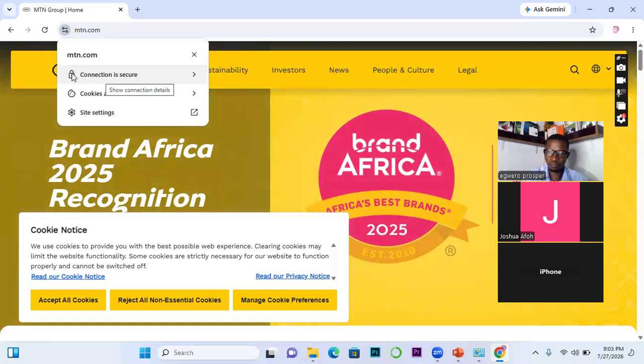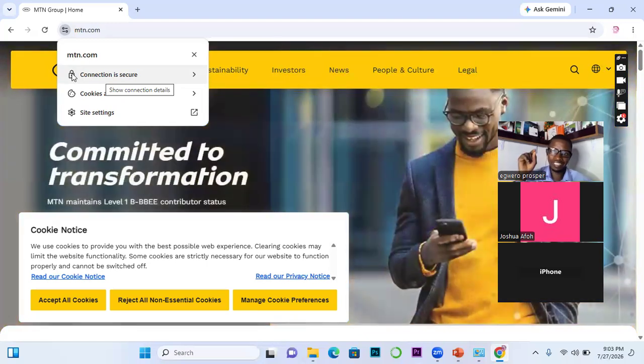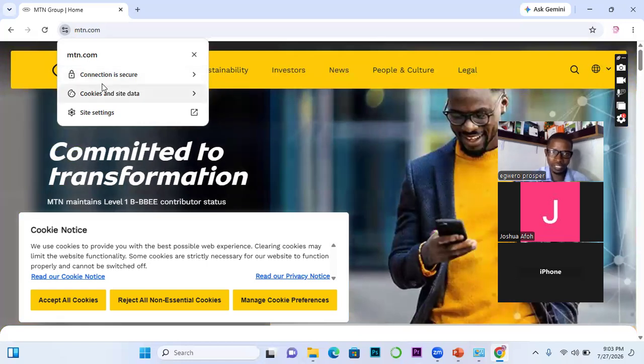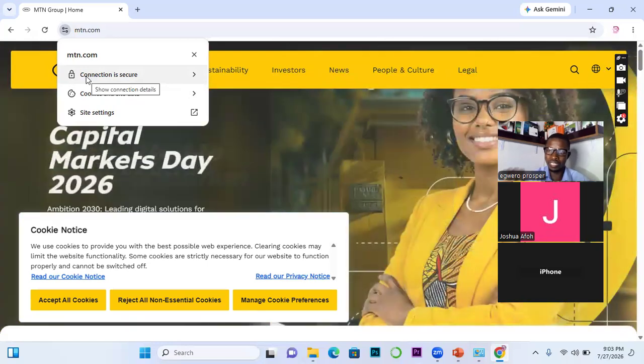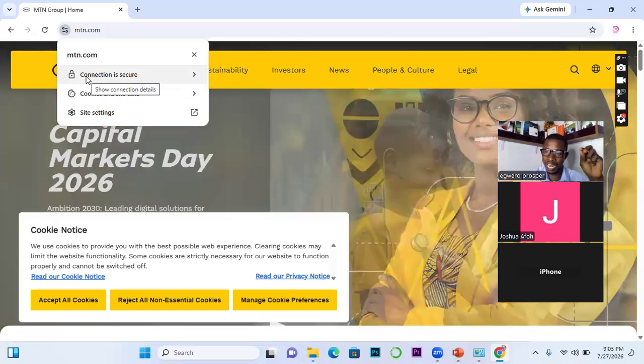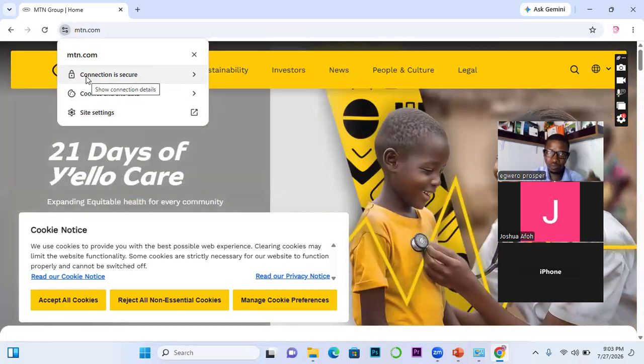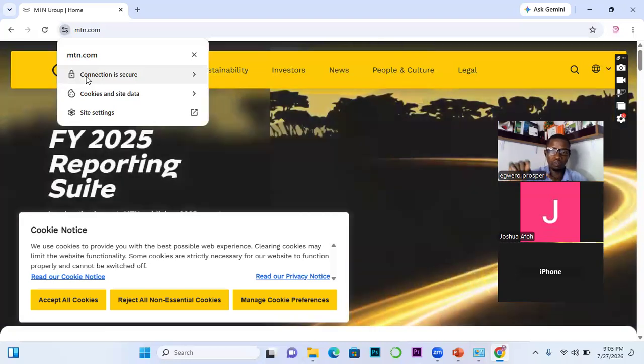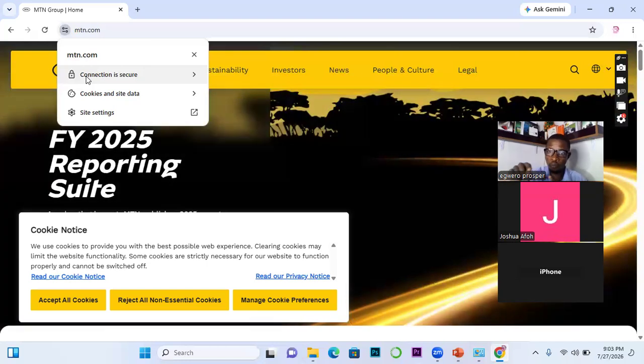Which port? 8080. No, it's not 8080. This MTN one? Yes, it's not HTTP, it's HTTPS. And I told you that HTTP without the S is not secured. Good. That is the one that has the S, which is port what? 443. You remember? Okay, yes, that's right. So that 443 is a secure port.